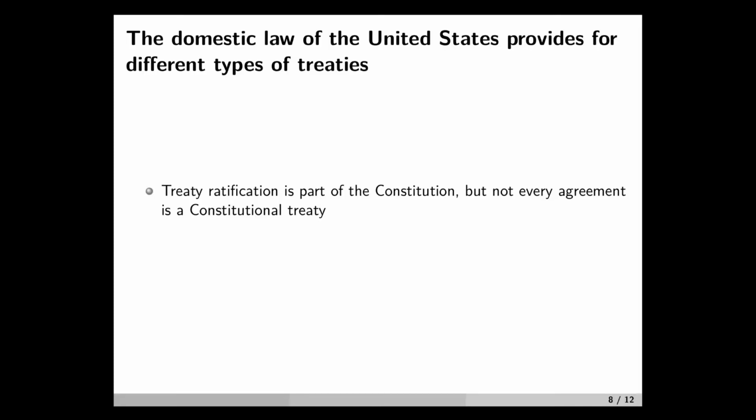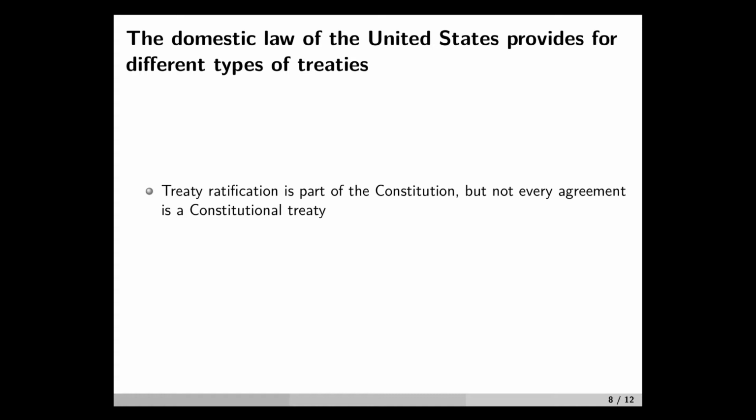Now, of course, where we hear this from is the United States, which in recent years has begun to withdraw from treaties that it had previously ratified. Now, we return again to this issue of the United States and its treatment of treaties. The domestic law of the United States provides for different types of treaties. However, remember that for the rest of the world, a treaty is a treaty. So therefore, even though the United States divides treaties into these three different categories, for the rest of the world, it's a binding legal obligation.